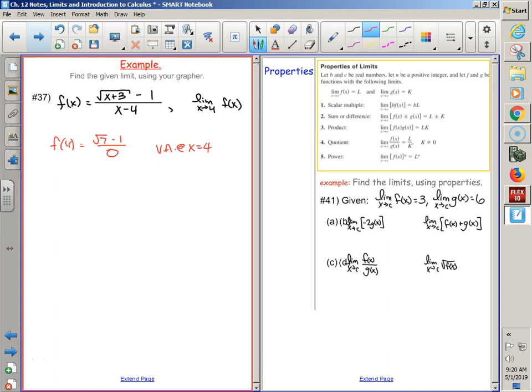Wait, why are there tons of errors? There should only be an error at the vertical asymptote. You should be able to approach. Because there is no vertical. But what about 3.9? And 3.99? And 3.999? And 4.1, and 4.01, and 4.001.